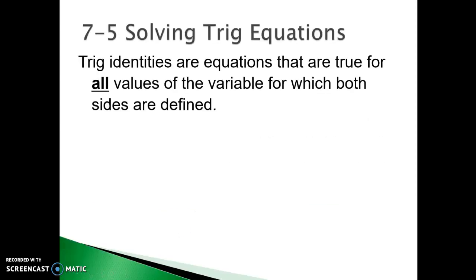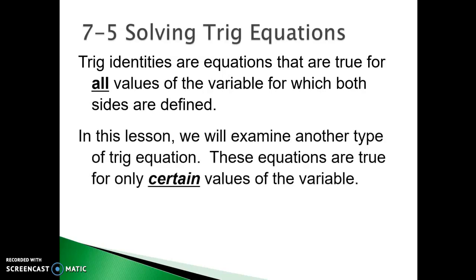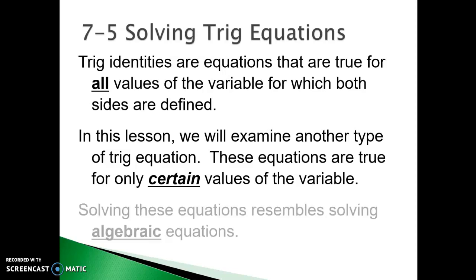So trig identities, the ones that we learned in the previous sections, are equations that are true for every single possible value of the variable as long as all the functions are defined. So they're true all the time. What we're going to deal with today is equations where maybe only a certain number of values make that equation true instead of every possible value. And we're going to treat things like the sine of x or the sine of theta the same way we would treat an x or a y. We can do the same algebraic work that we've been doing since Algebra 1.